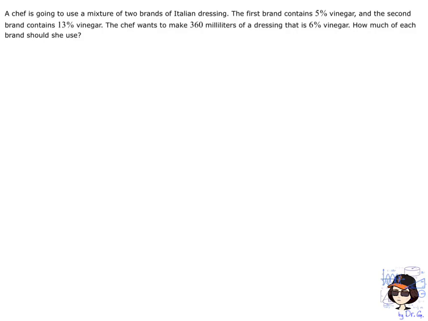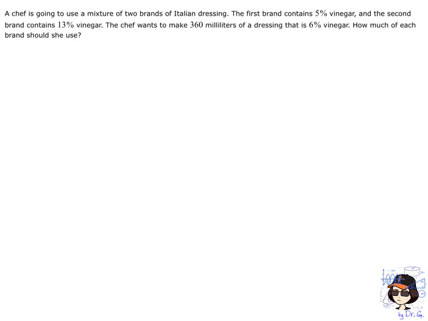So there's a lot of things going on here. There's liquid, right? The dressings. She's got two dressings that she's going to mix together to make a third dressing. And there's percents, and there's a certain amount of vinegar in each of these dressings. A certain percentage of the dressing is vinegar.